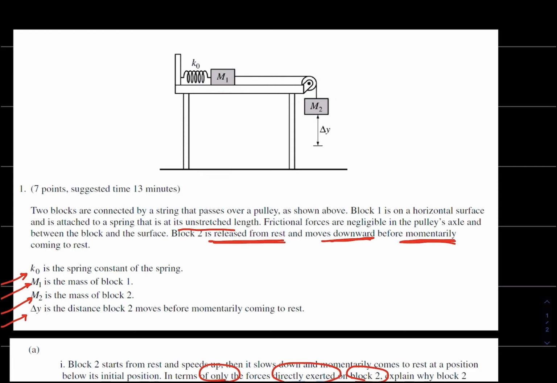What are the forces on block number 2? Well, we know there's a downward force from gravity, and that's m2g. And we know there's an upward force, and that's the tension in the string. So the tension in the string is pulling it up, and that same tension is pulling mass number 1 that way. That's how strings work.